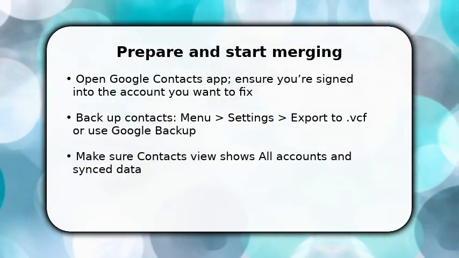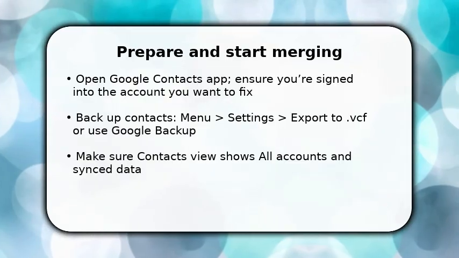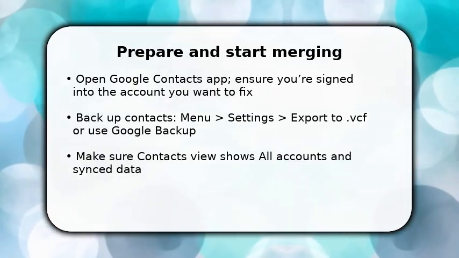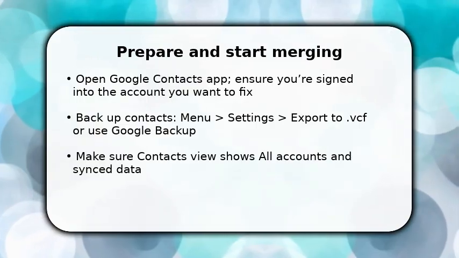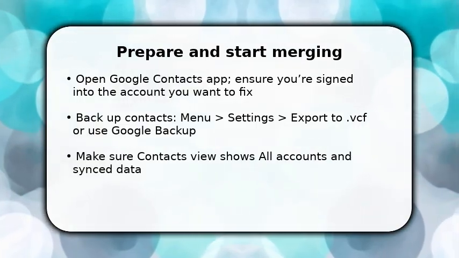Next, make sure the app displays all accounts in the contacts view. If contacts are hidden by account filters, you'll miss duplicates. Now go to the menu to access the merge tools and begin.